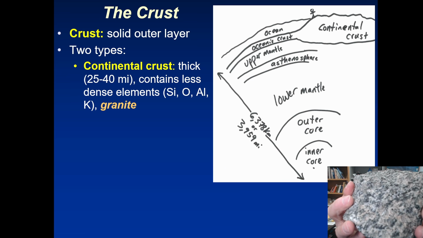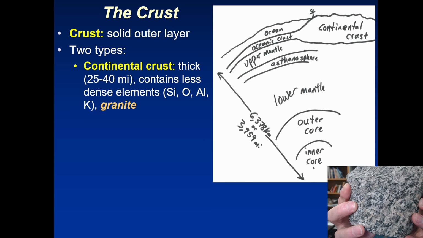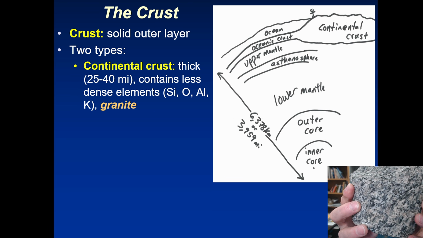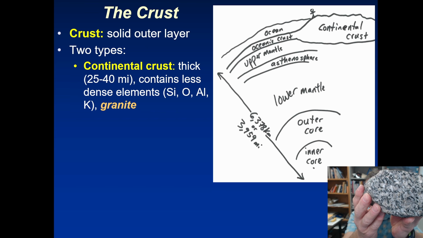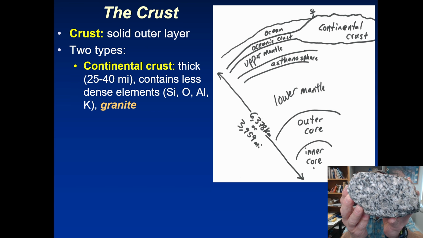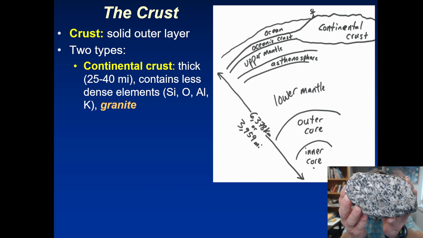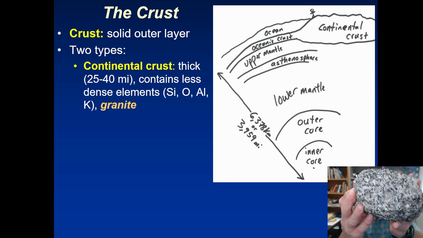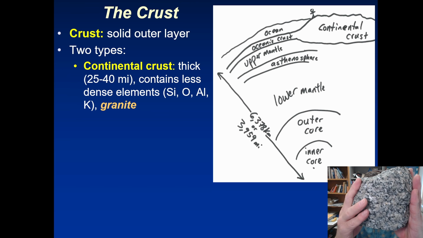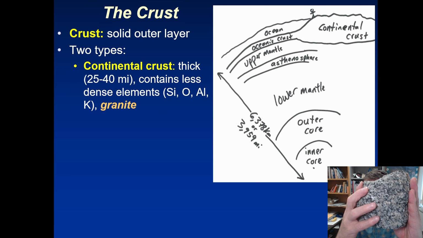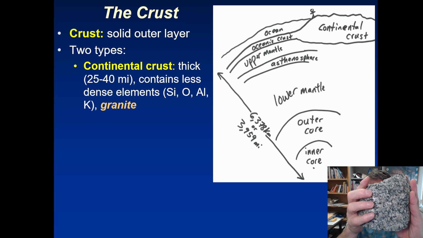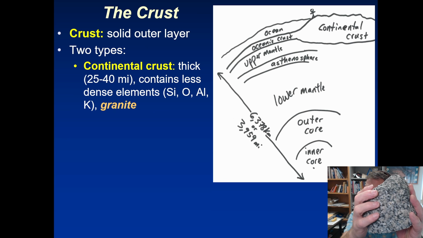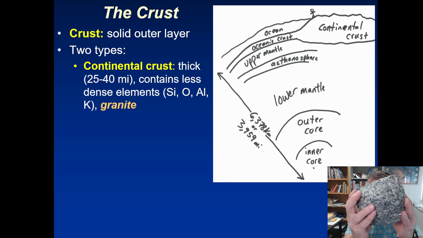This is a piece of granite. So you can see it's mostly light colored, but it does have a few dark colored flecks in it in places. So this is a chunk of continental crust. If you were to dig down deep enough beneath the continents, any continent, in most locations you would run into literally miles and miles or kilometers and kilometers of this type of material, this material called granite.